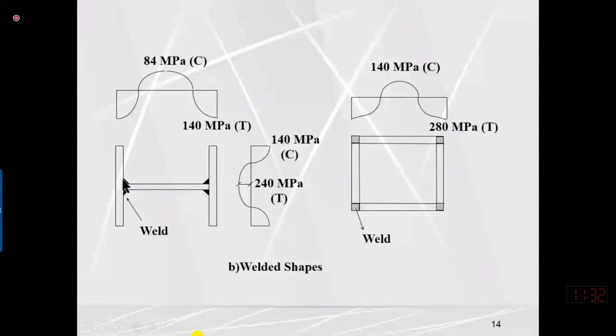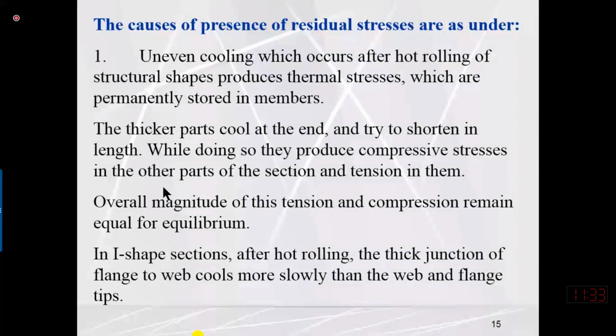So when the shrinkage occurs at this junction, a portion of the flange at the junction and a portion of the web at the junction are subjected to compressive stresses. Because the junction tends to shrink, the shrinkage of the material in the flange at the junction will produce tensile stresses at the ends. Similarly, shrinkage of the web material after welding at the junction will produce tensile stresses in the interior portion of the web, which is opposite to the cooling of a hot rolled section. So these are the reasons why the residual stresses are produced.